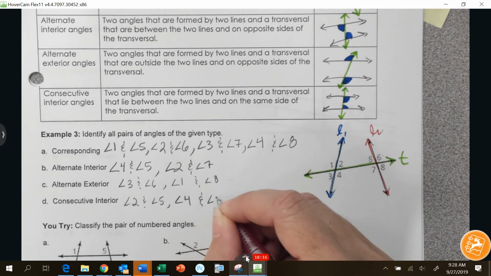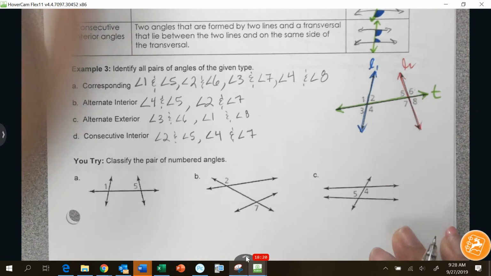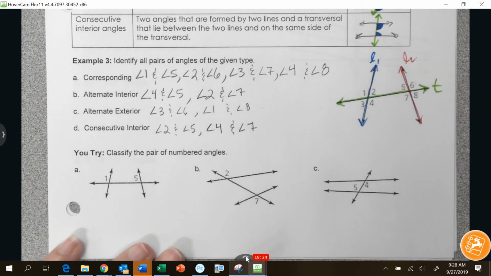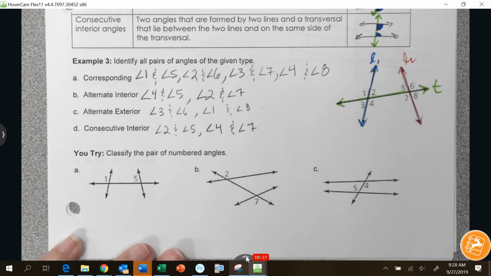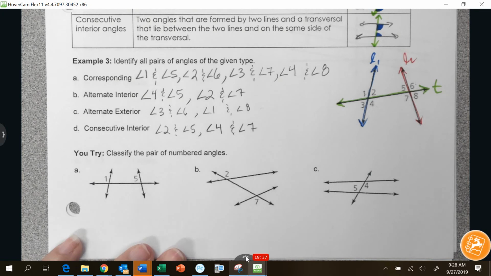So what I want you guys to do is I want you to try A, B, and C on your own. I'm going to walk around and look. You're going to answer what kind of angles are shown in the diagram by using your vocab that we just went over. You're just writing whatever kind of angles they are. Okay? I'm going to come around and look at that.